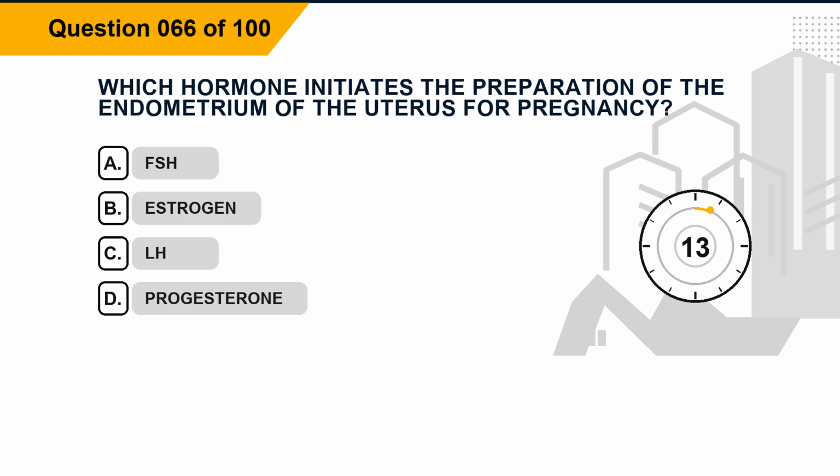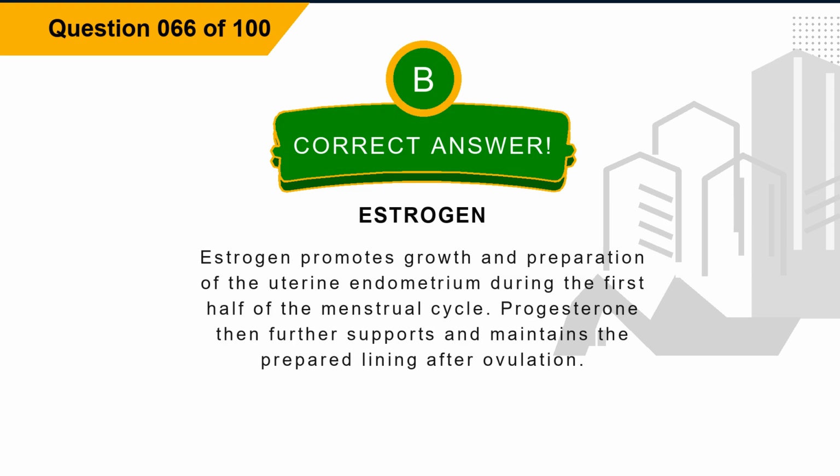Question 66. Which hormone initiates the preparation of the endometrium of the uterus for pregnancy? Option A, FSH. Option B, estrogen. Option C, LH. Option D, progesterone. The correct answer is option B, estrogen. Explanation. Estrogen promotes growth and preparation of the uterine endometrium during the first half of the menstrual cycle. Progesterone then further supports and maintains the prepared lining after ovulation.